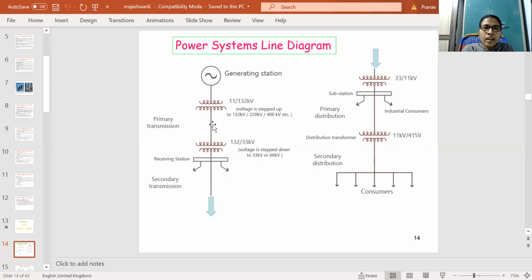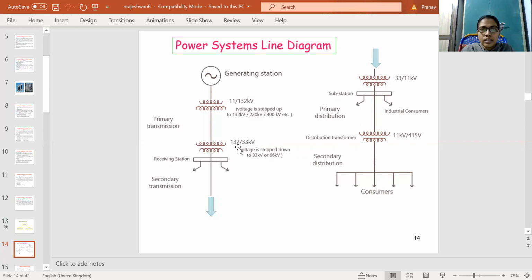Here this line has 132 kV voltage. This transformer collects the 132 kV voltage and steps it down to 33 kV or 66 kV. But here we are taking that 132 kV is stepped down to 33 kV. This is the receiving station. This is secondary transmission. From this transformer, it will again supply the 33 kV line, which goes to the primary distribution transformers.